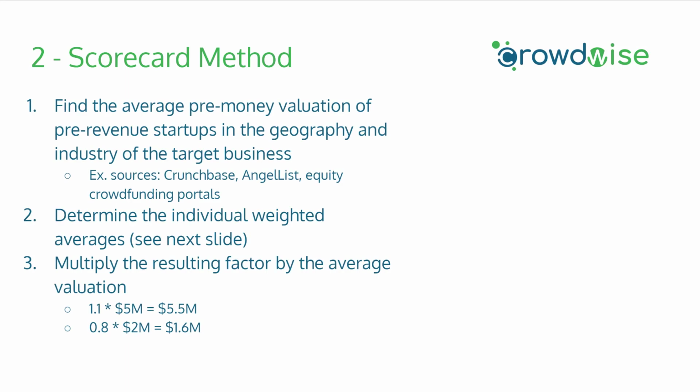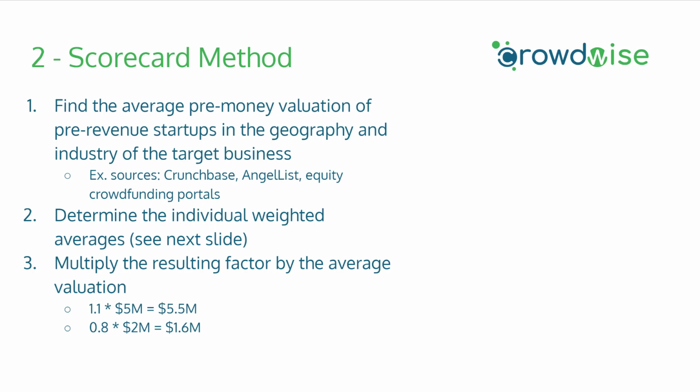All right, the next method, the Scorecard Method. How this works is you find the average pre-money valuation of pre-revenue startups. Again, similar to the last method. You can use sources such as Crunchbase, AngelList, or whatever you think is a representative valuation for similar startups. Then you determine the individual weighted averages, as we'll show in the next slide. And lastly, you multiply that resulting factor by the average valuation.